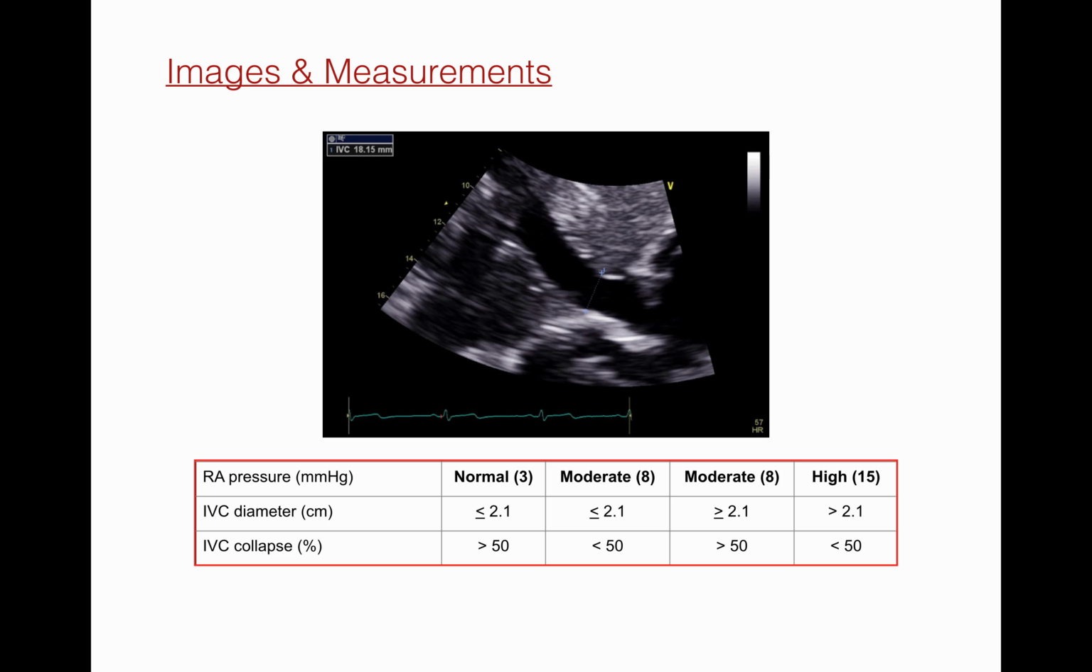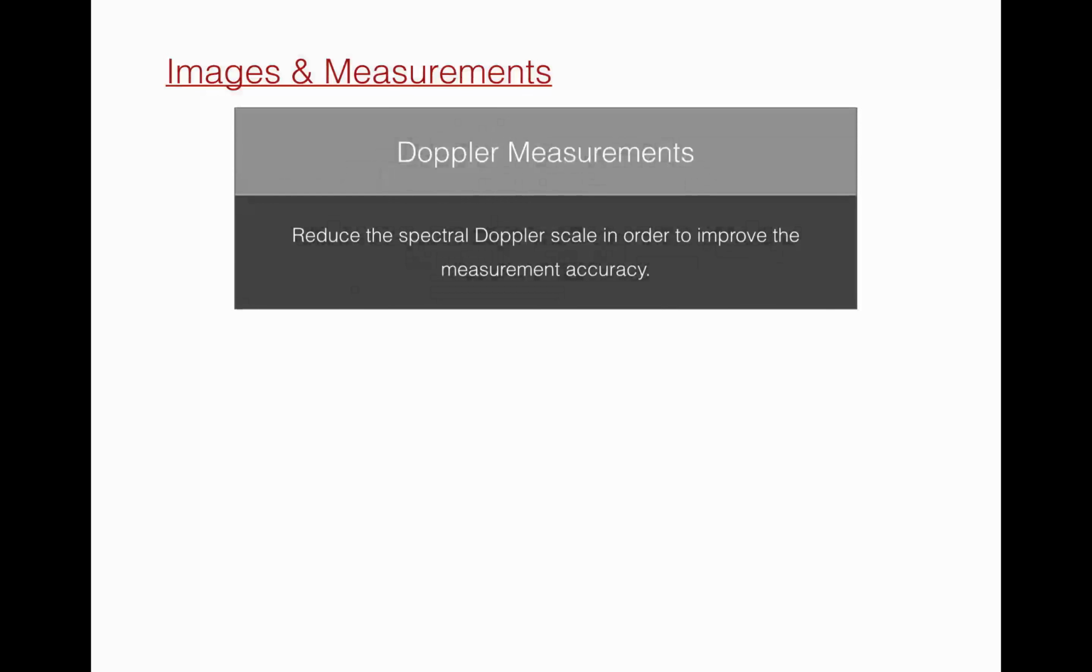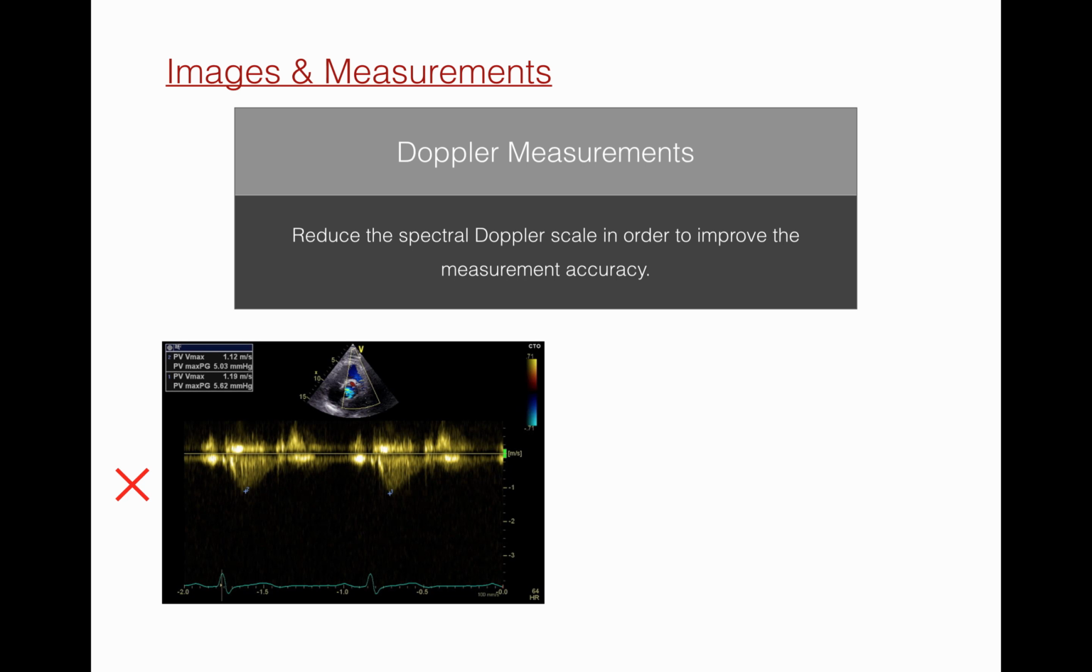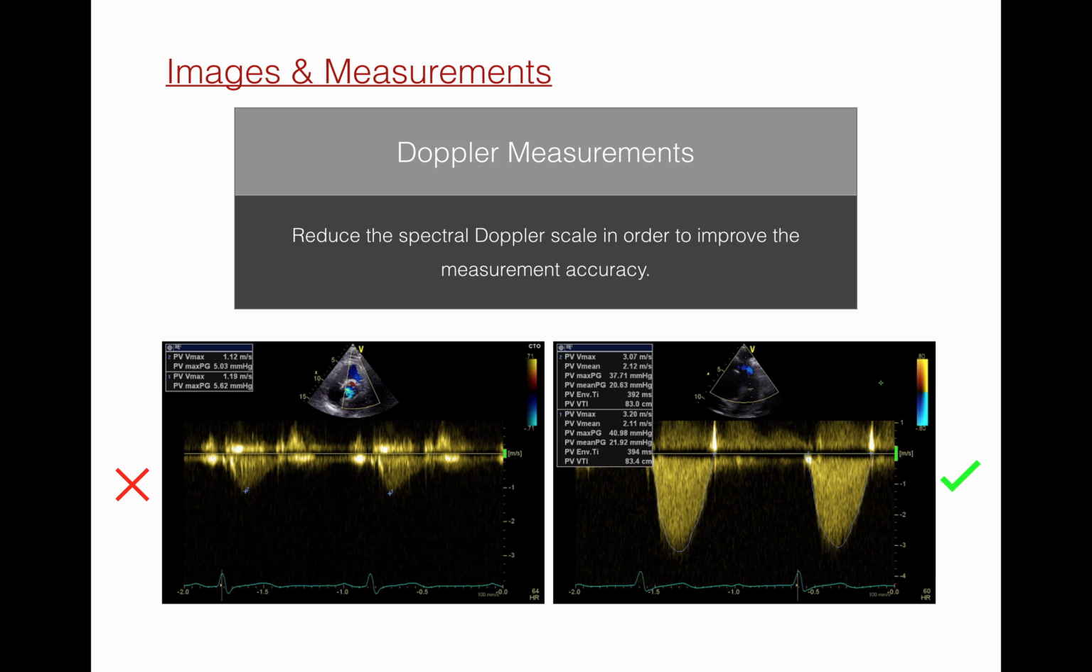Also, importantly, make sure you are familiar with how to calculate right atrial pressure based on the size and reactivity of the IVC. A point about making Doppler measurements. Always try to optimize the spectral Doppler scale in order to improve the accuracy of measurements.